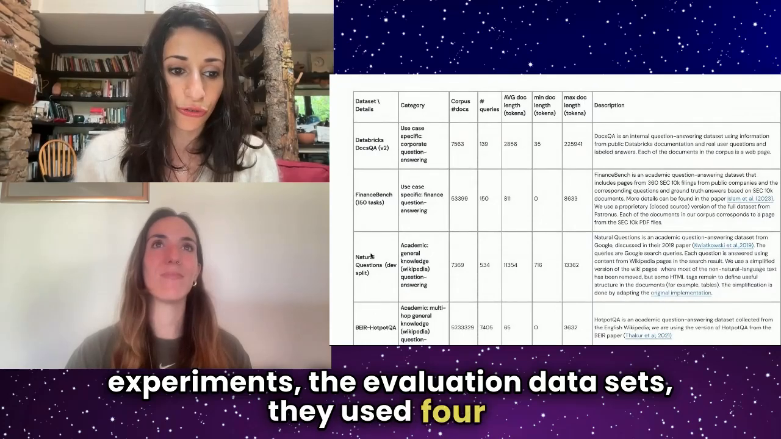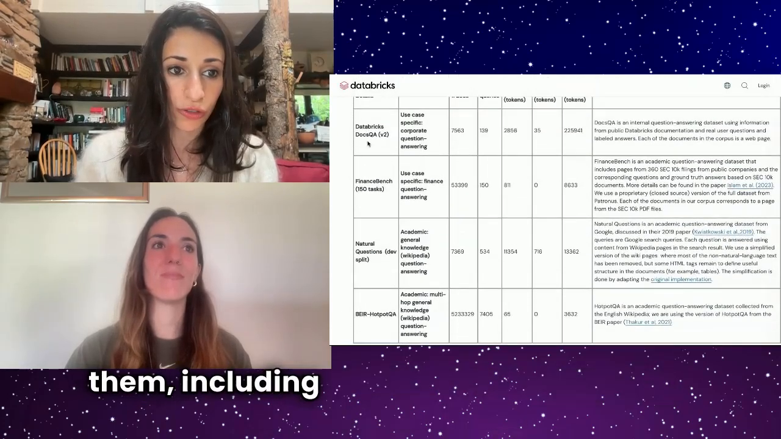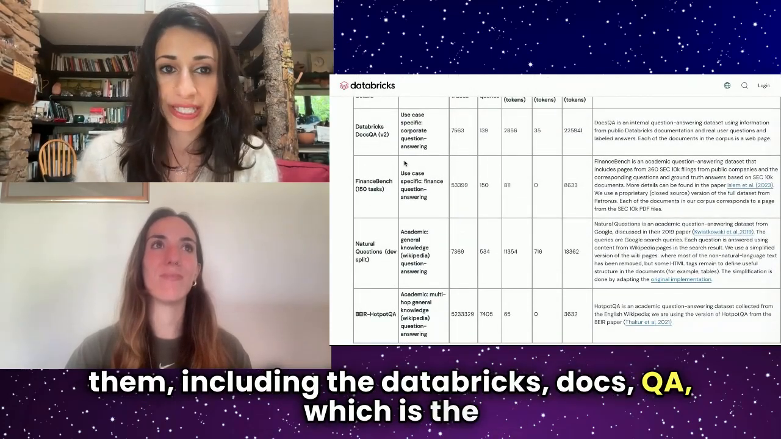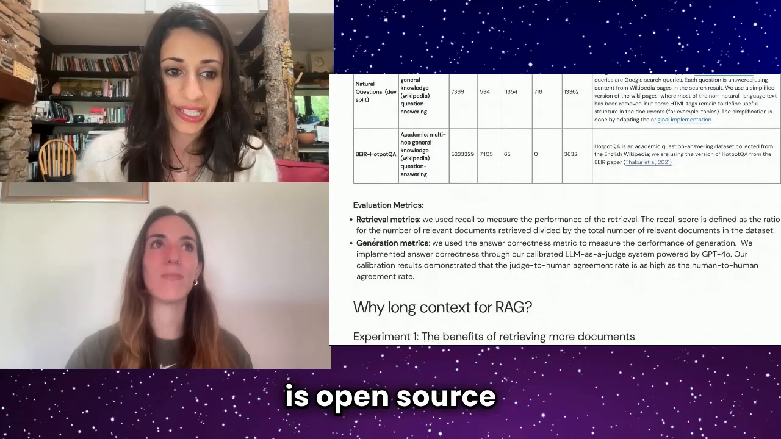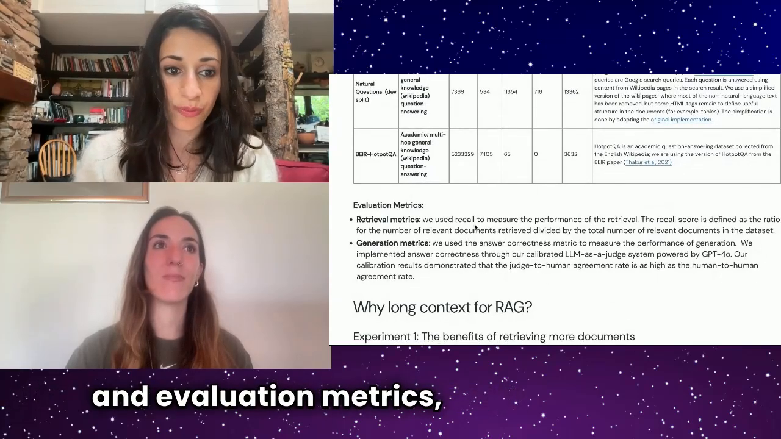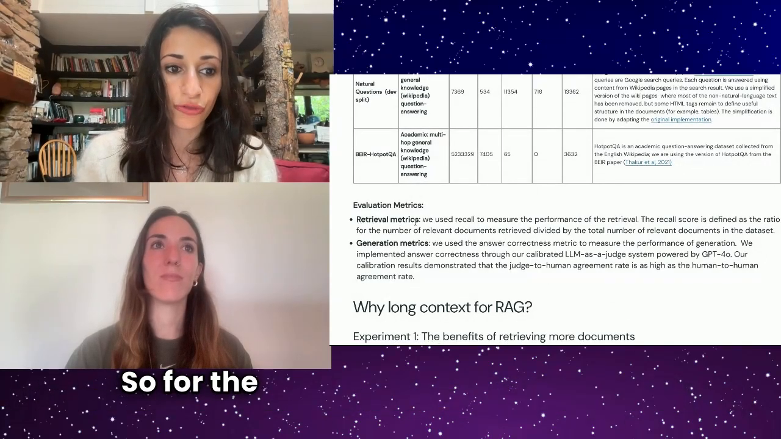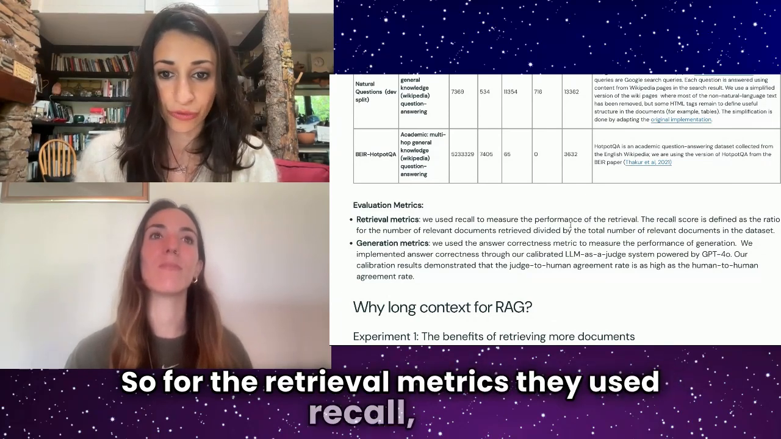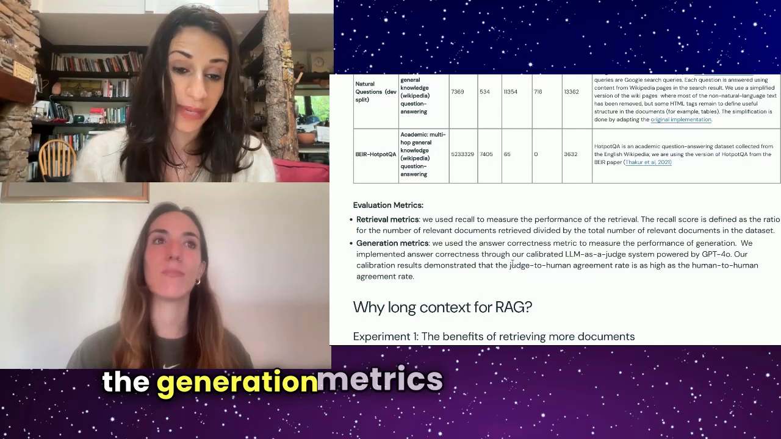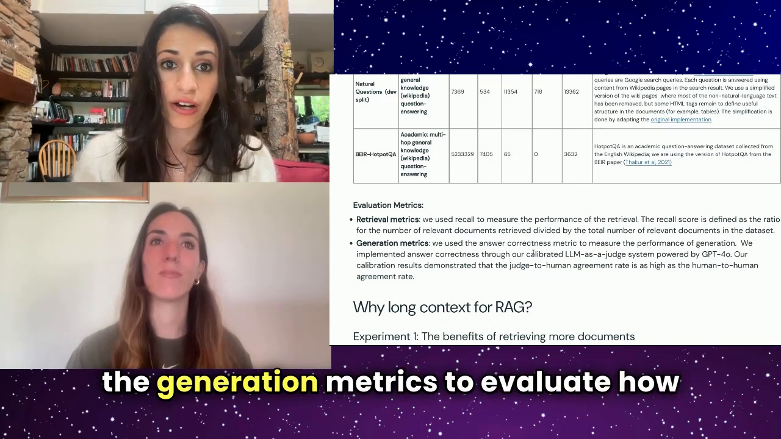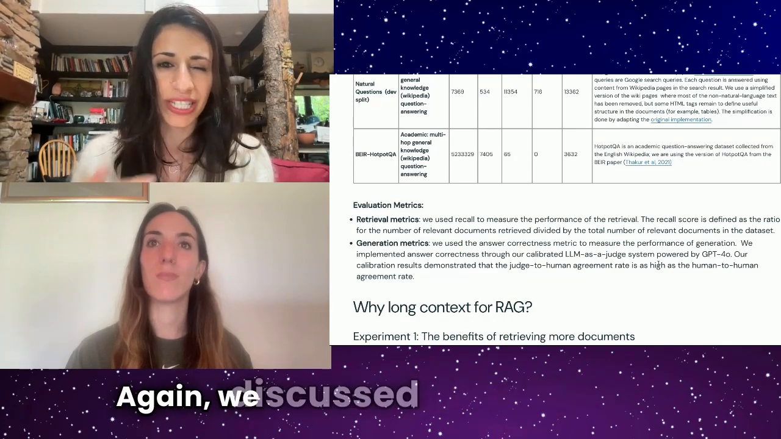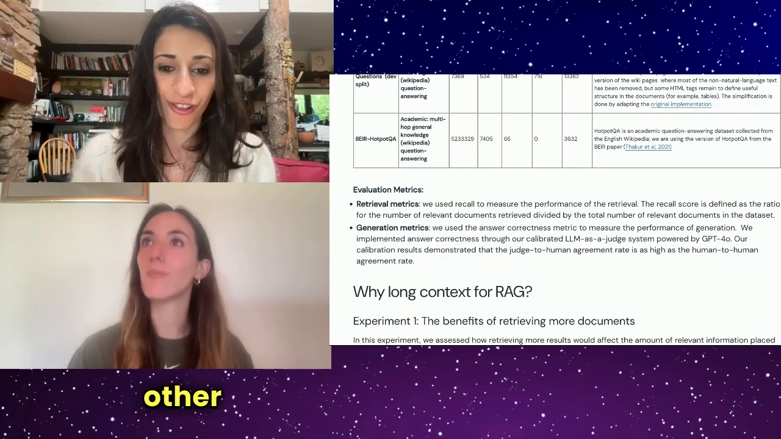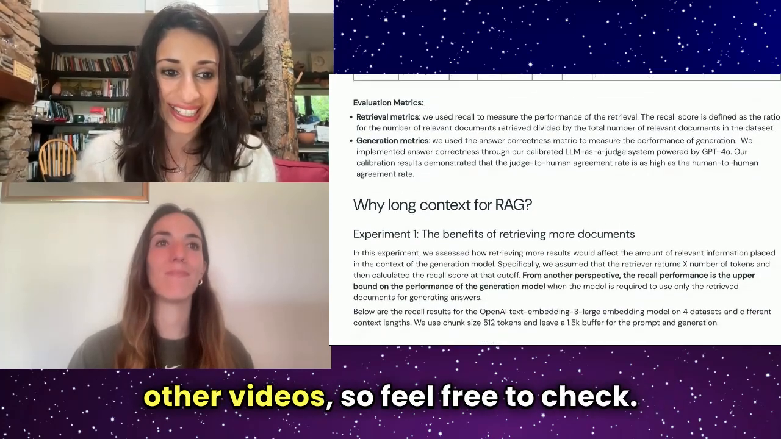They used 4 of them, including the Databricks Docs QA, which is the only one that's not... I'm not sure this one is open source. And evaluation metrics, quite important. So for the retrieval metrics, they used recall. For the generation metrics, to evaluate how correct an answer was, they used LLM as a judge. Again, we discuss LLM as a judge in other videos, so feel free to check.